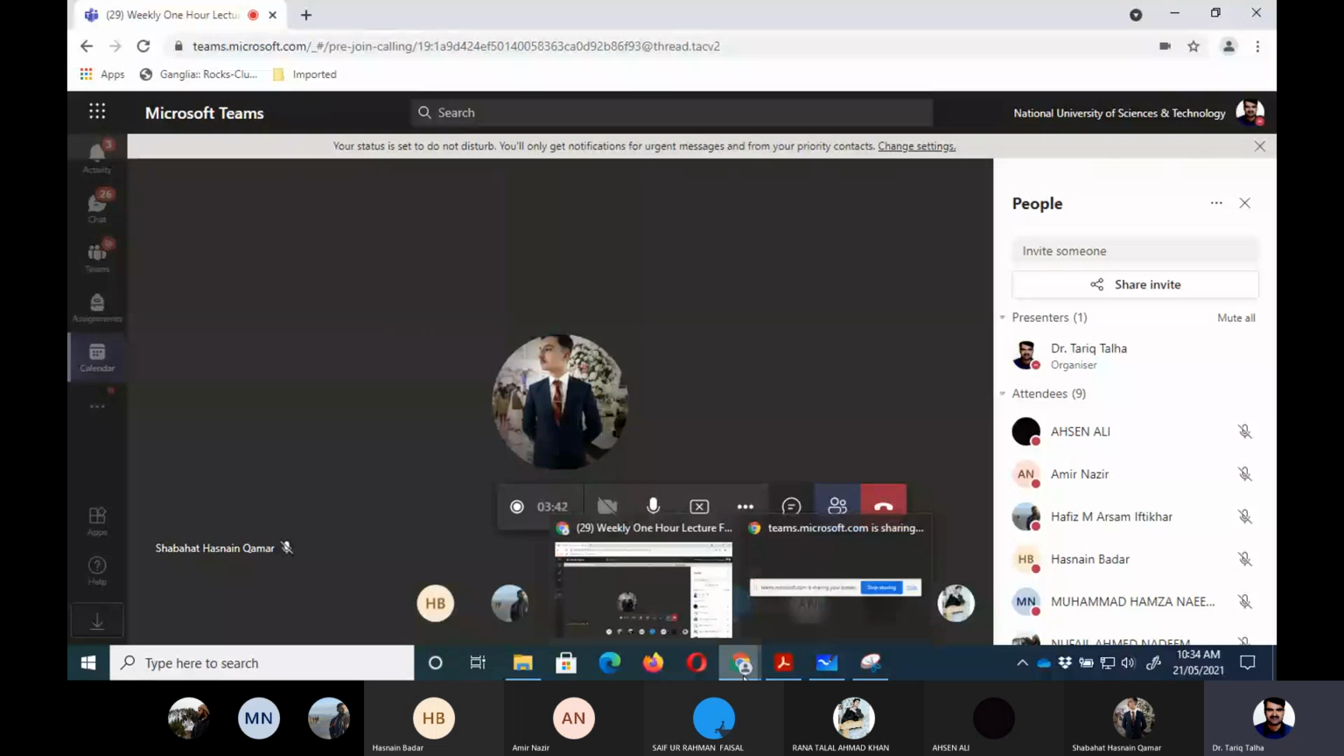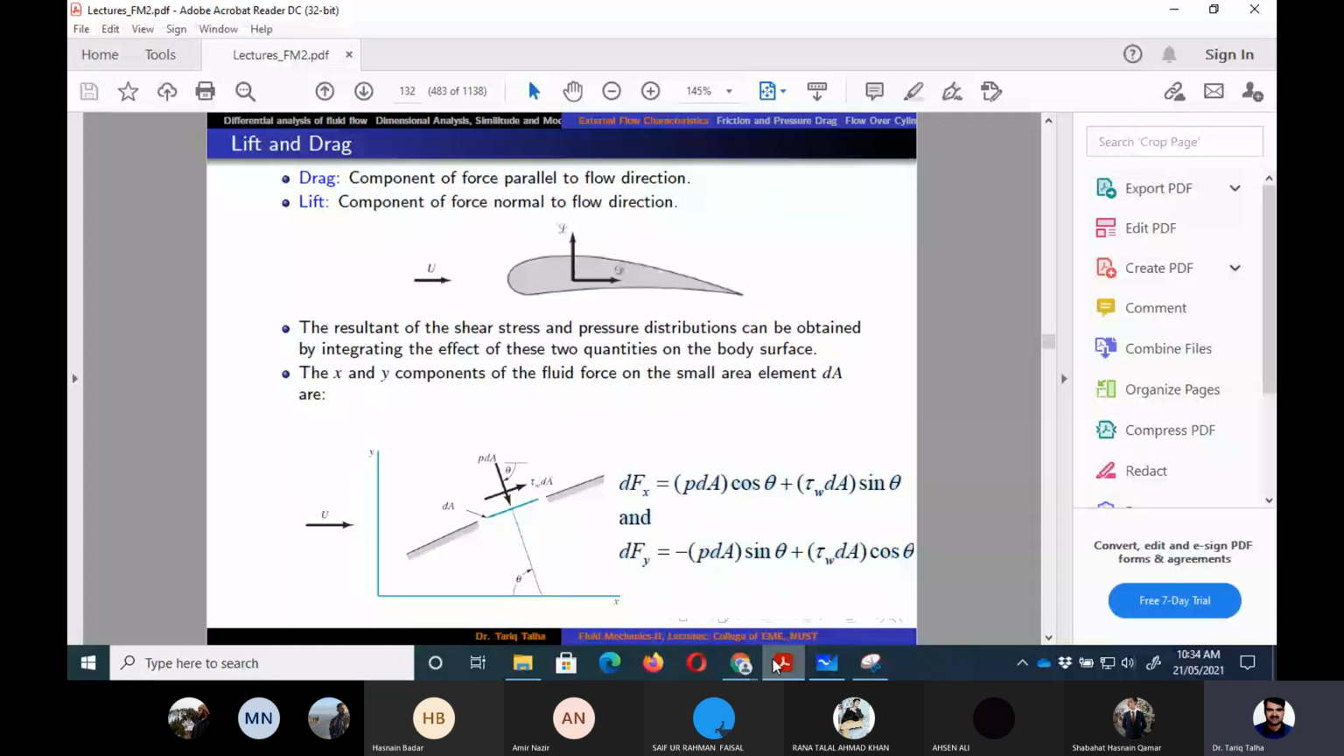In the last class, we started chapter number 9 of your textbook, which is flow over immersed bodies. As we discussed, this chapter is generally about the characteristics of external flow. It means there is a body placed in a flow field, and the flow is going over it. Chapter number 8 was concerned with internal flows, and this chapter is concerned with external flows.